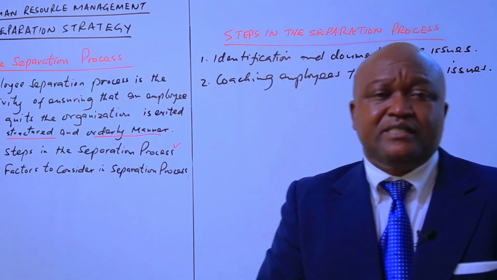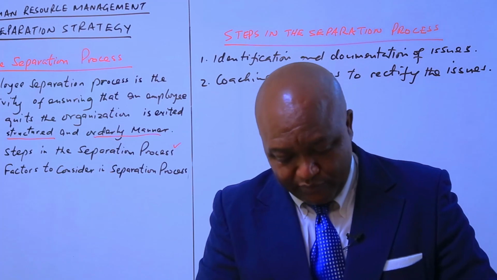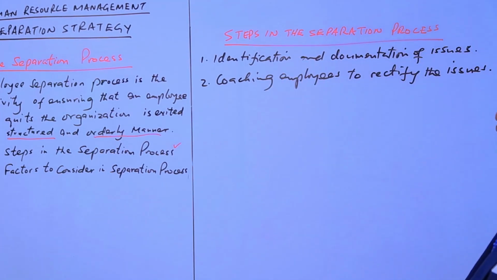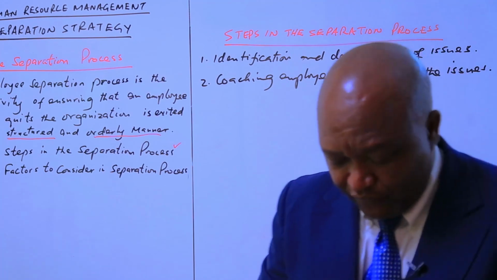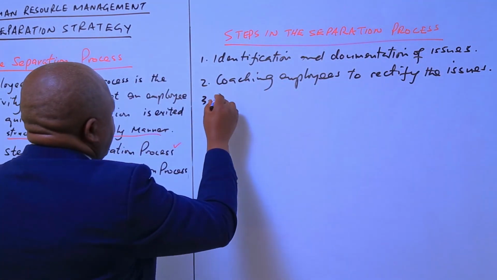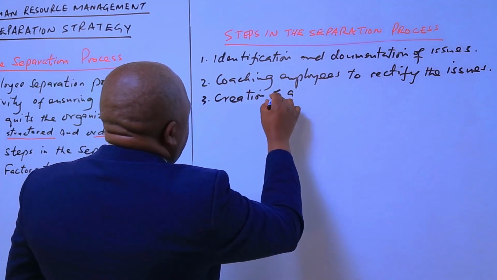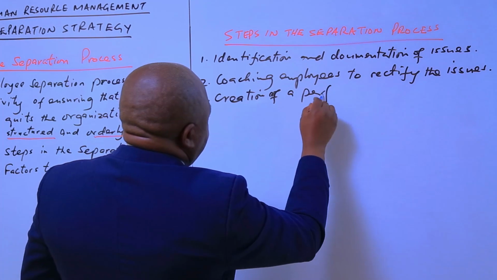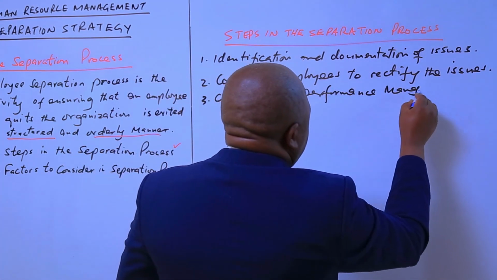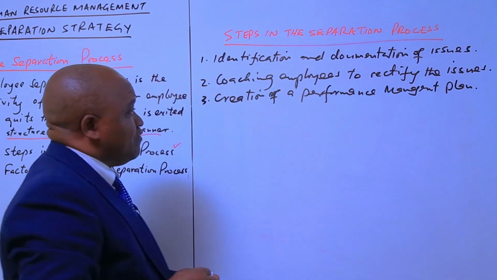Then the third stage, after the first stage has been looked at, the second stage has been looked at, then the third stage is creating a performance management plan. Number 3, creation of a performance management plan.